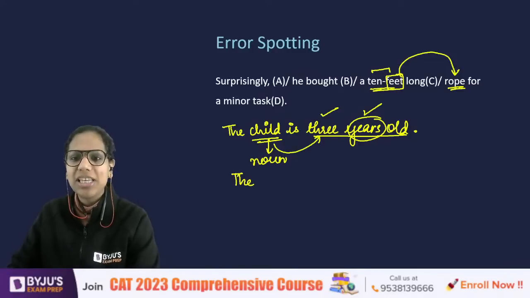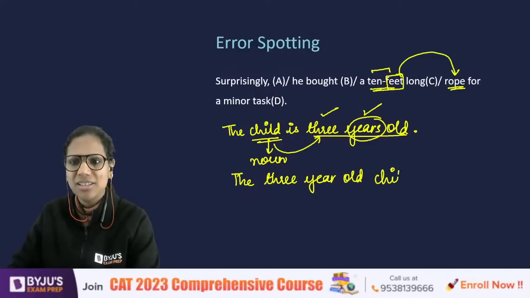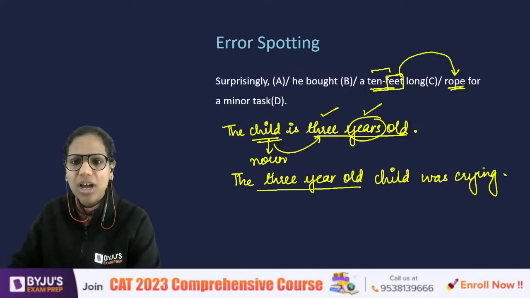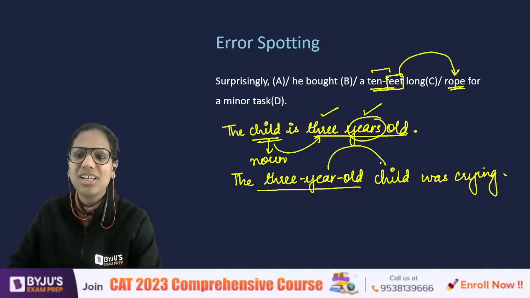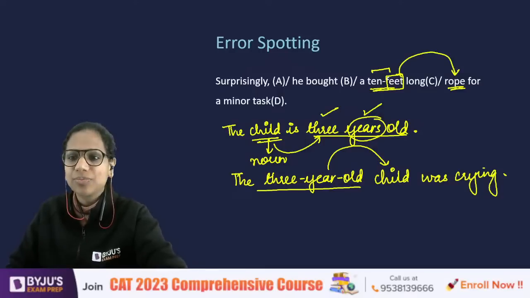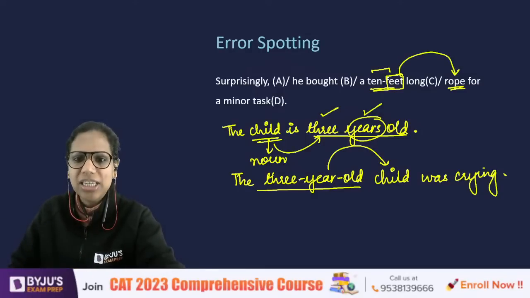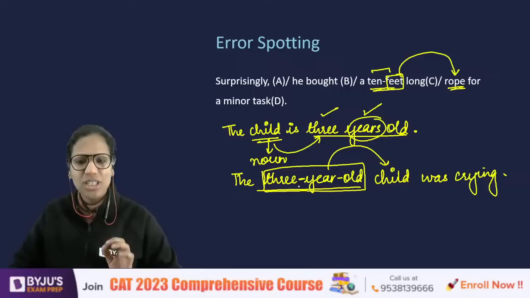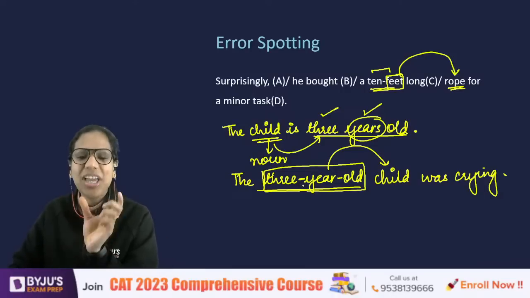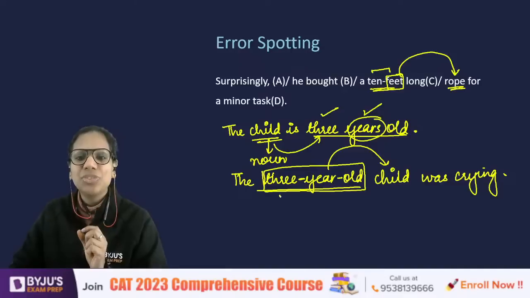However, if I place this as an adjective before child, the 3-year-old child, the 3-year-old child was crying. Okay, so now I will not say 3 years, I will rather say 3 year because it comes before the noun, right? Now, one more thing is the hyphenation. I will hyphenate this entire thing. 3-year-old. This is one adjective here. Okay, I'm creating a compound adjective phrase here. 3-year-old. All of this describes the child.